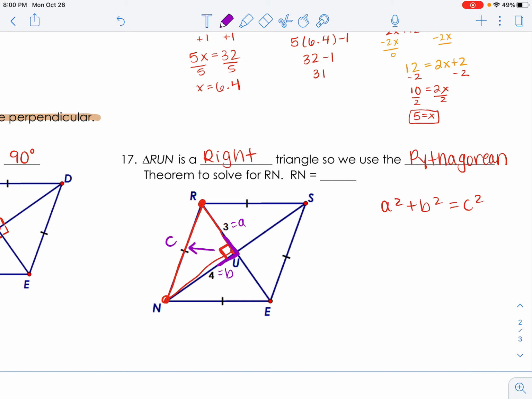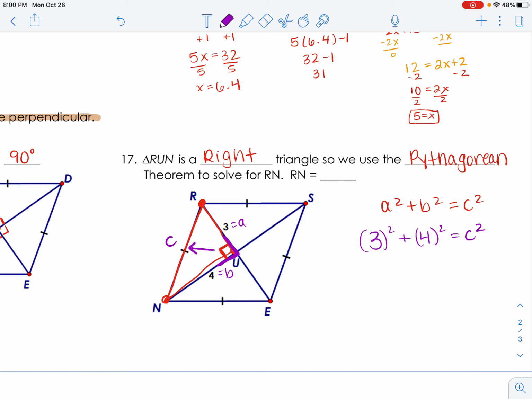Now the next step that we want to do is to plug in what we know to the Pythagorean theorem. So we know a is 3, so now I'm going to plug that in. We get 3 squared plus, we know b is 4, so 4 squared, equals c is what we're trying to solve for, so we'll leave it c squared.